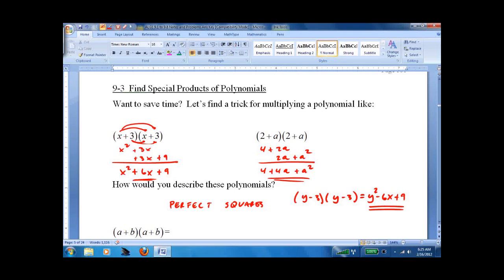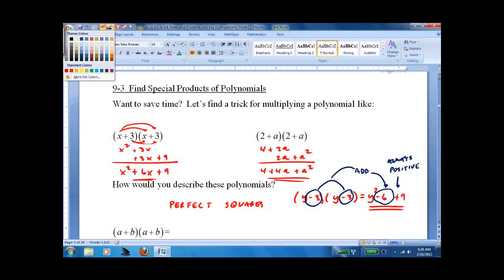Well, the first one's easy. It's just y times y, y squared. And the last one's very easy. It's negative 3 times negative 3. It's 9. So this part here is always positive. And this part here is just negative 3 plus negative 3, is negative 6. So we just add the middle two and make sure you include the variable there. Should be a y.